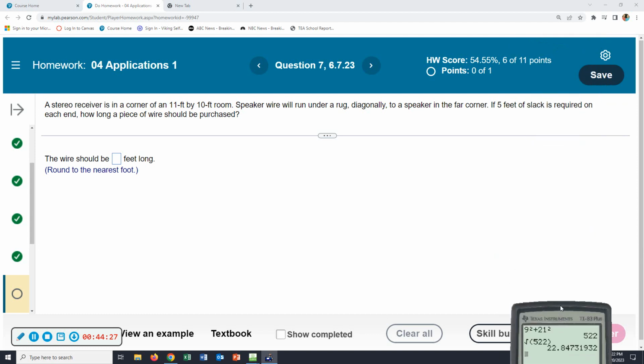Okay? I think the next one's another Pythagorean theorem problem. Let's see. A stereo receiver is in a corner of an 11 by 10 foot room. Speaker wire will run under a rug diagonally to a speaker in the far corner. If 5 feet of slack is required on each end, how long a piece of wire should be purchased? Okay, so problem number 7. We have a room that's 11 feet by 10 feet.